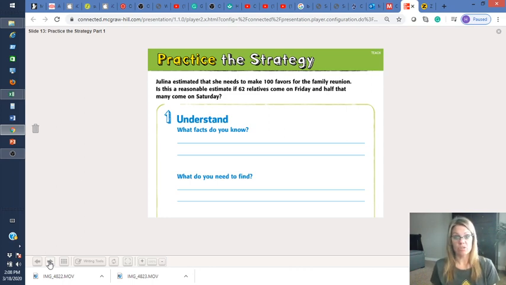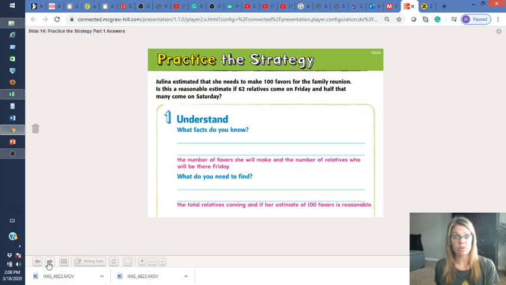And what do we know? So we could actually put that in there for this answer. It says, what facts do we know? We know the number of the favors that she makes. She's planning on making 100, right? And we only know how many relatives are going to be there on Friday, right? We don't know yet the exact number of how many are going to be there on Saturday. So what do we need to find? We need to find the total number of relatives coming, see if that's going to match up with what we have, and see if 100 is a reasonable estimate. That's what we need to look at.